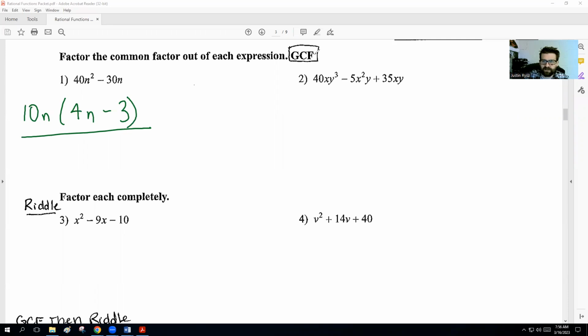All right, the next one, the riddle here. You had to figure out what two numbers multiply together to give you -10 and add together to get -9. The wonderful combination that works is -10 and +1. So you should have an x minus 10 and an x plus 1. And remember, these can be in either order. So if you have x plus 1 times x minus 10, it's mathematically the same thing.